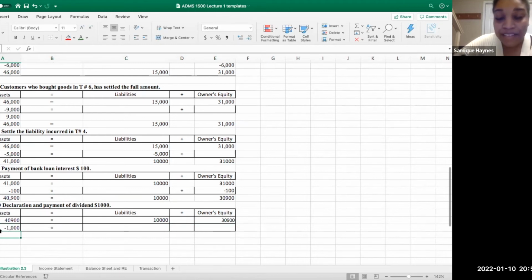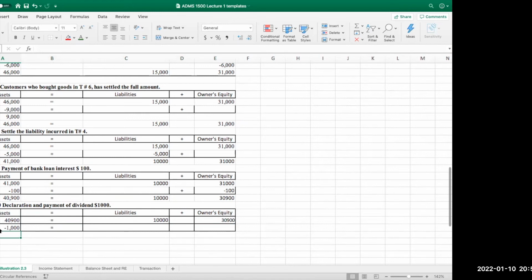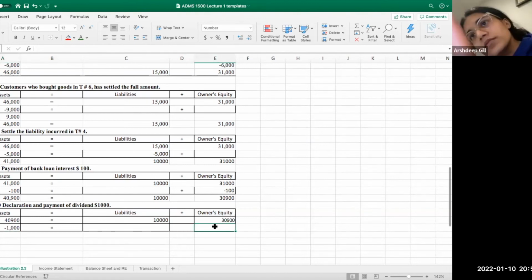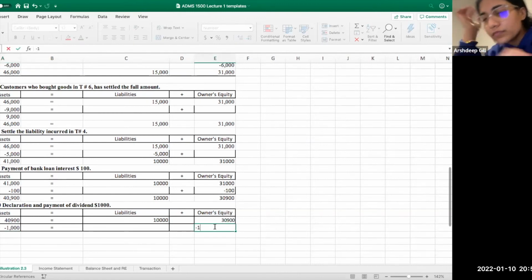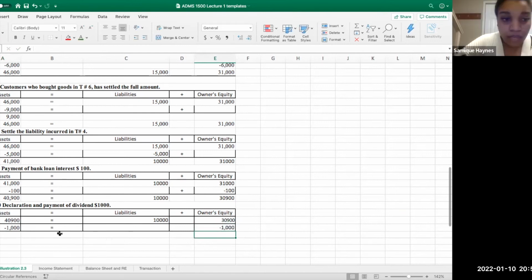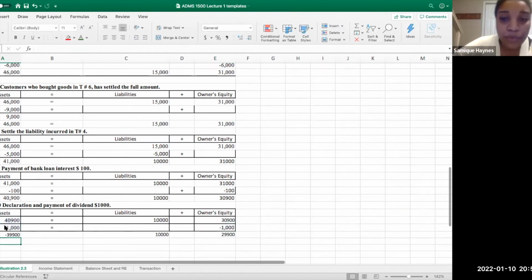And then a dividend, just like interest, is an expense. Exactly. So the expense causes which part of the accounting equation to move? The owner's equity, correct? So the owner's equity is going to go up or down? Down. Very good. Okay. So again, we are balanced, right?